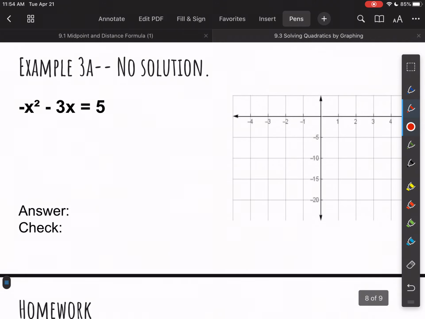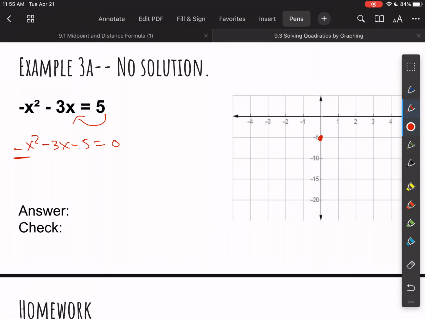Example 3 is a no solution. Okay, so again, we're going to put this in standard form by moving this guy over. We have negative x squared minus 3x minus 5 equals 0. All right, so this thing's going to open down. The y-intercept, if you plug a 0 in, is at negative 5.